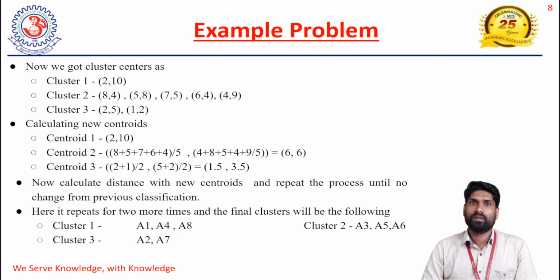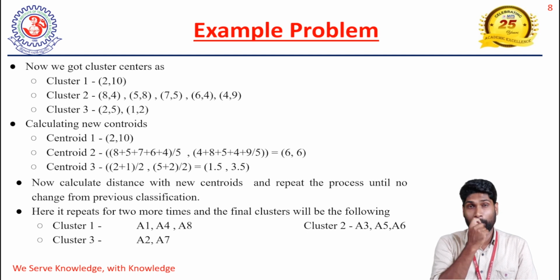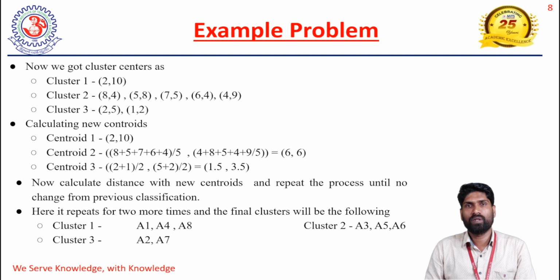Now the result will be 8 plus 5 plus 7 plus 6 plus 4, that is 10 plus 15 plus 5, that is 30 by 5. So it is equal to 6. Same way, the y side also 30 by 5 is equal to 6. So the centroid is changed and it becomes 6, 6. Now centroid 3, only 2 points. So we have to change centroid 3 by considering 2 points. X values are 2, 1 and y values are 5, 2, and divide by 2. So 2 plus 1 by 2 is 1.5 and 7 by 2 is 3.5. Centers are changed.